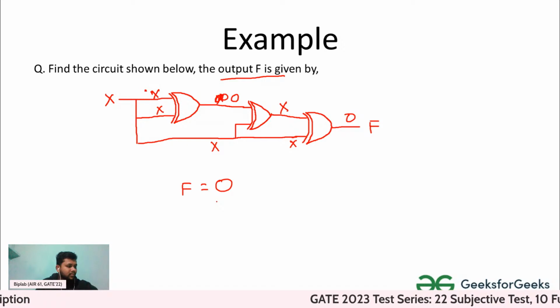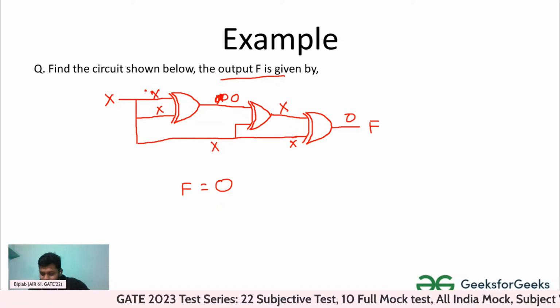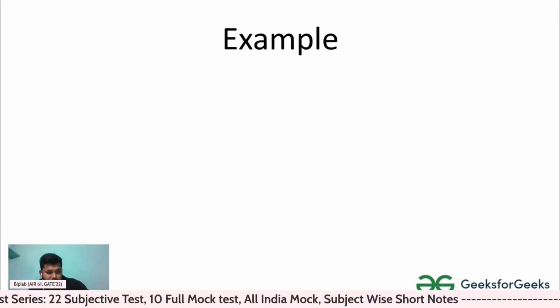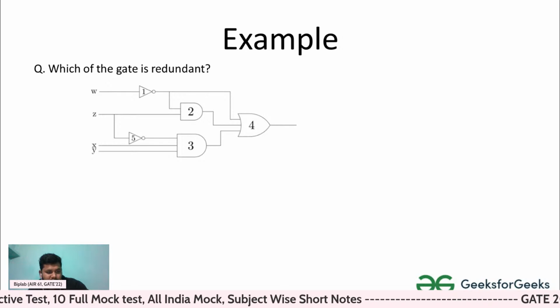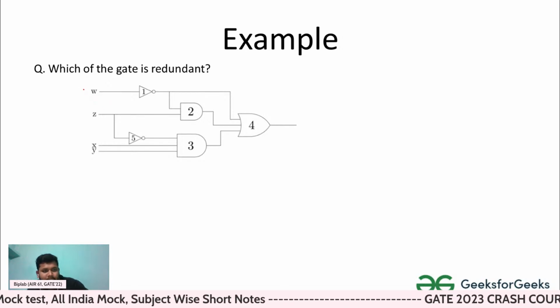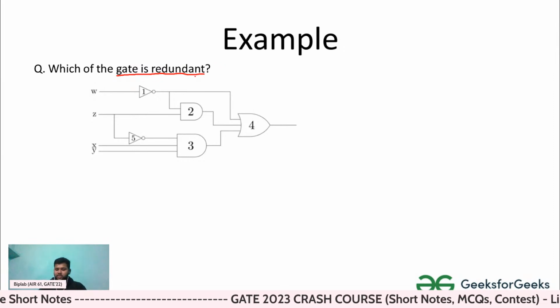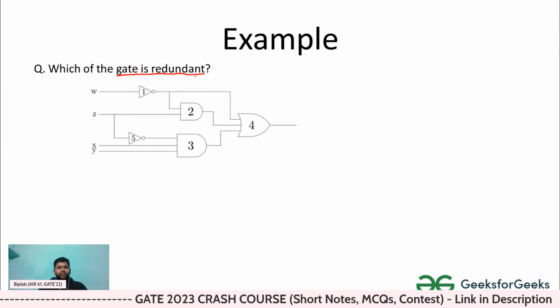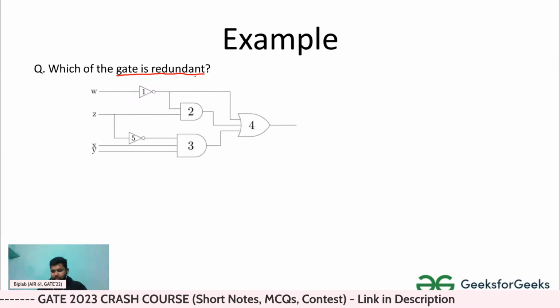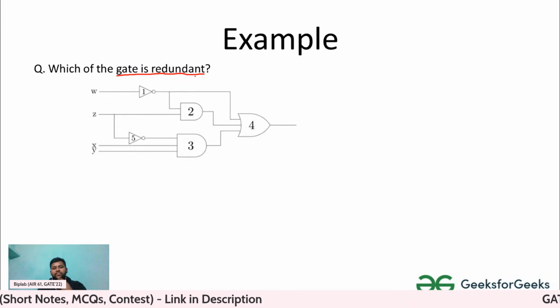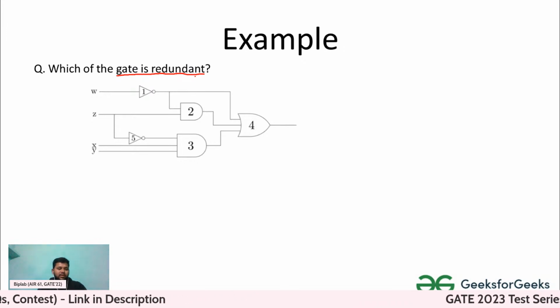So let us solve some more questions. This is something a little bit different: which gate is redundant? This is another type of question you will find in GATE. Which of these, that is 1, 2, 3, 4, 5, which of these gates is or are redundant?